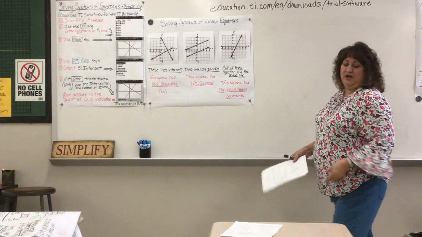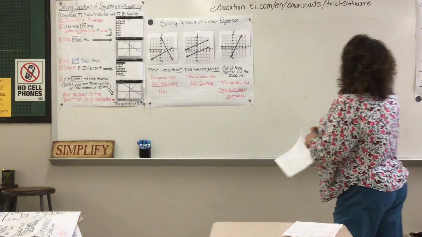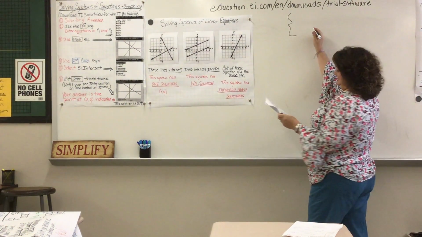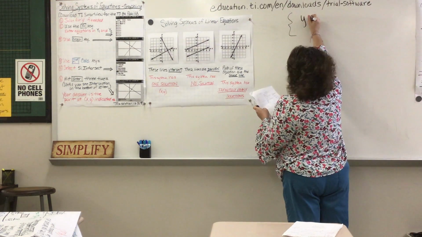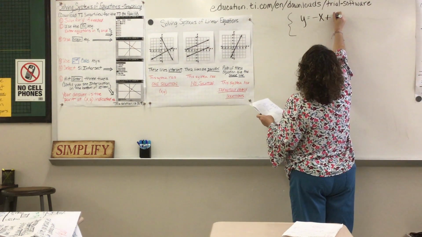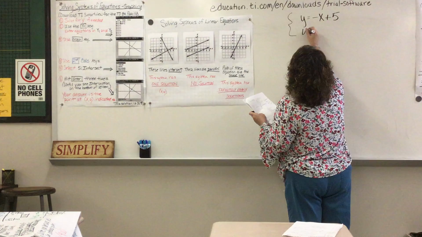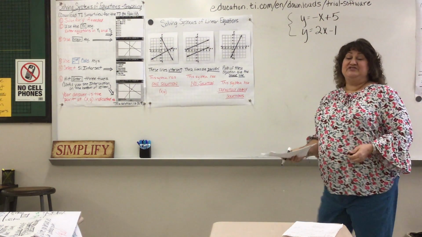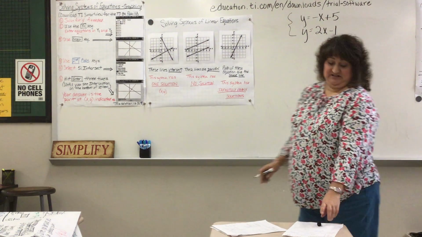So I have 2 equations. This is my system. This designates the system. So I have y equals negative x plus 5, and I have y equals 2x minus 1. Well, the first thing I need to do is I need to graph these.